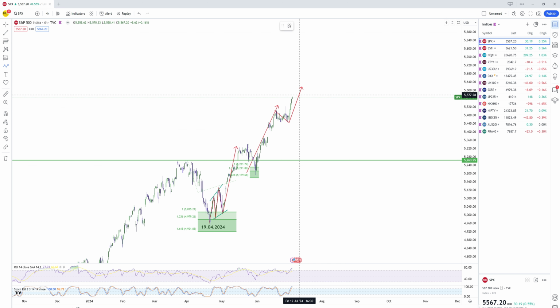We cannot deny the possibility of a CPI pullback. This is also a possibility, but overall we still believe that the market should find support and trade one more time to the upside at least. And this is our general bias for the SPX S&P 500 cash index.